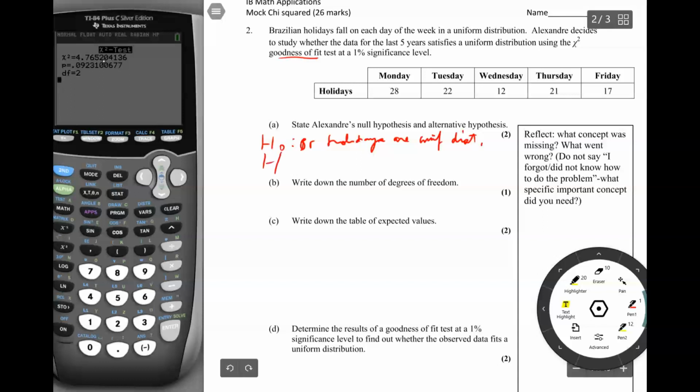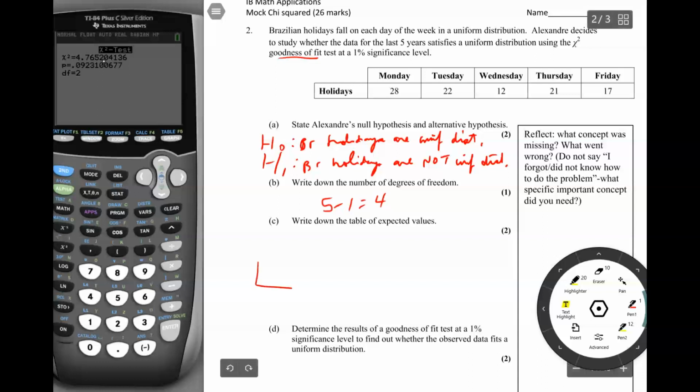So what's the alternative hypothesis? The alternative hypothesis is always the negation of the null. So it would be Brazilian holidays are not uniformly distributed. Write down the number of degrees of freedom. Degrees of freedom for the goodness of fit test, also known as GOF, is the number of boxes in your table minus 1. And there are 5 boxes here because there are 5 weekdays. So it'd be 5 minus 1 equals 4. Write down the table of expected values.